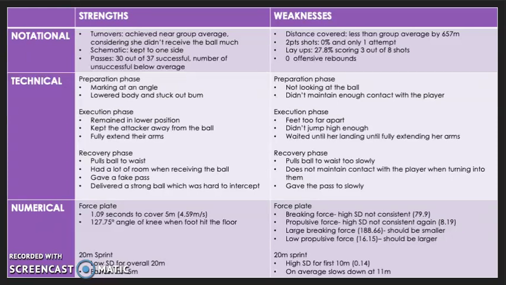The strength in her execution phase was that the athlete remained in a lower body position. This is a strength because it shows that her balance was maintained. She also managed to keep the attacker away from the ball, which was a strength because it gave her more time and space to recover from catching the ball. She also fully extended her arms, which, if done at the top of the jump, would have given her extra height when jumping to catch the ball.